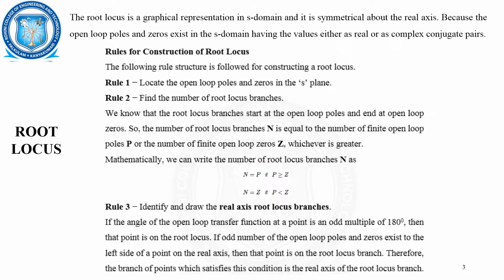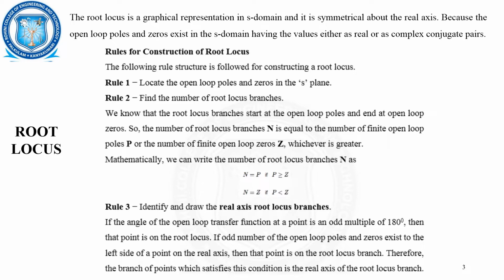First, for constructing the root locus, we have to follow the following rules. The first rule is we have to locate the open loop zeros and poles in the S-plane. Then we have to mark them on that axis. Next, we have to find out the number of root locus branches.